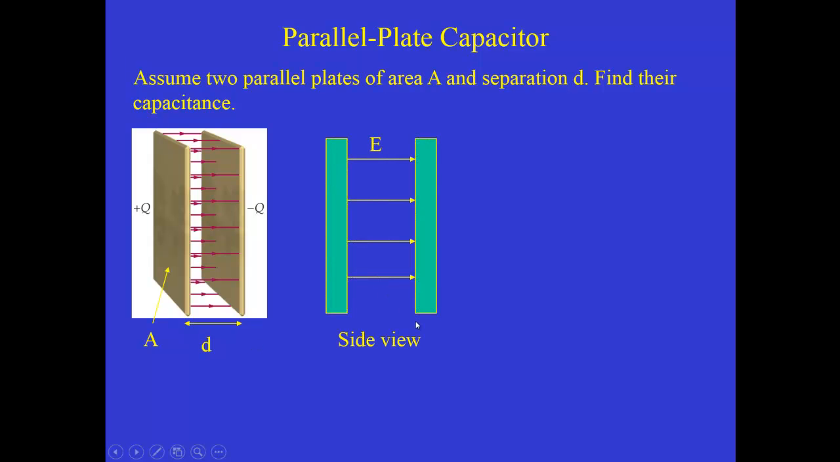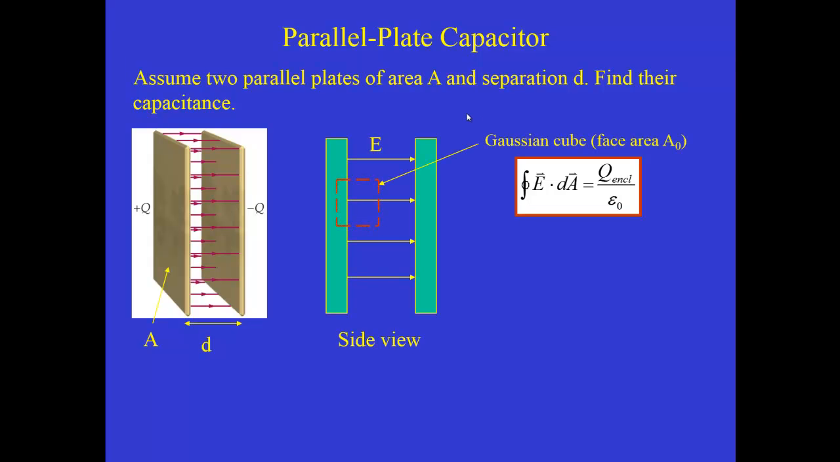The side view would look like this. Now what we want to do is find a Gaussian surface that will take advantage of that electric field symmetry and make it easy to calculate the flux integral that appears in Gauss's law. And we can either use a cylinder or we can use a cube.